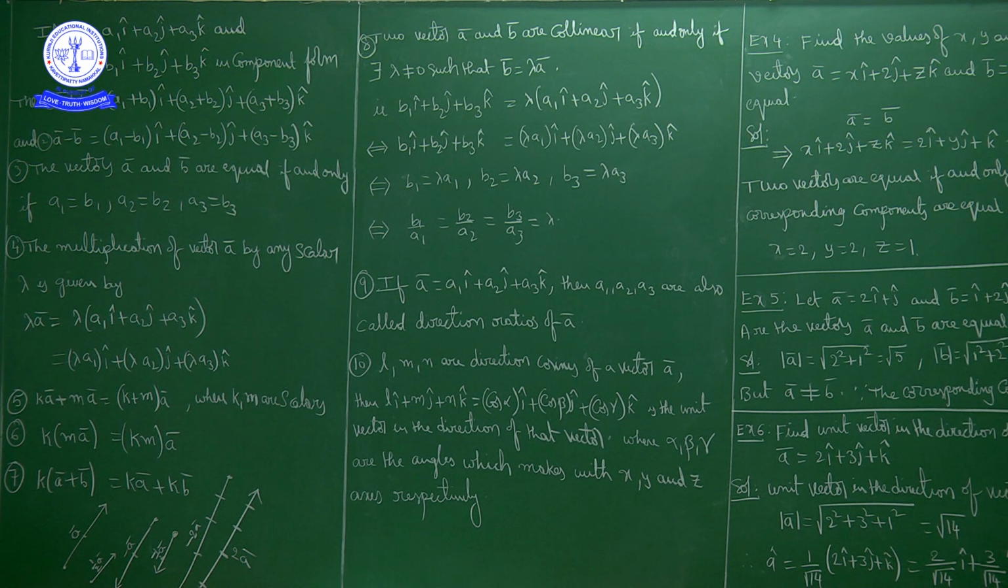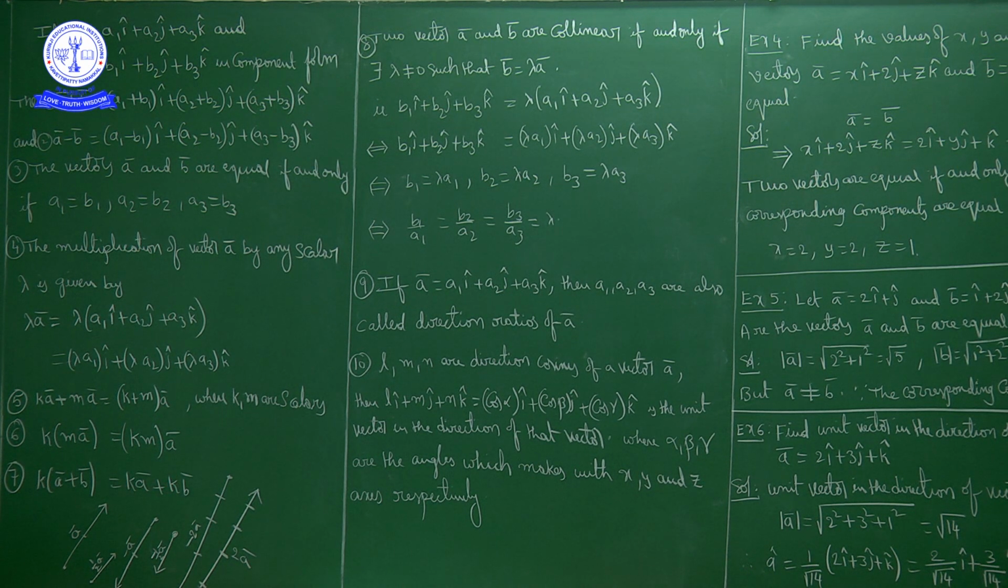Similarly, k into m a bar can be written as km into a bar. Suppose k is 2 and m is 3. Then 2 into 3a bar is nothing but 6a bar. Next, one more point: k into (a bar plus b bar) is equal to k a bar plus k b bar.